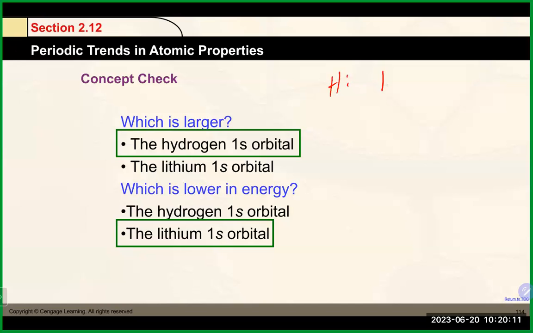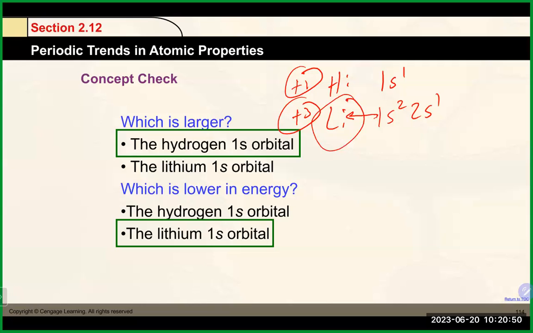Hydrogen is 1s1, right? Lithium is 1s2, 2s1. In terms of their nucleus, hydrogen has a +1 nucleus, in terms of protons. Lithium has a +3 charge, right? So in terms of the 1s orbital, it's going to be drawn in, right? And it's going to be smaller than the hydrogen, which is not going to feel as much of that effective nuclear charge. And that's also why, in terms of energy, lithium will be larger. I'm sorry, lithium will be lower in energy because of the stronger positive charge.